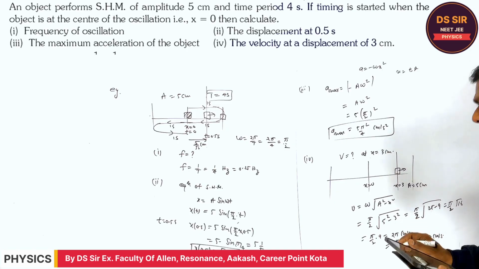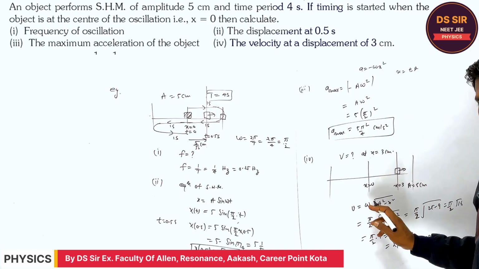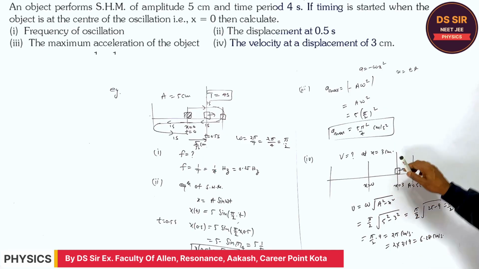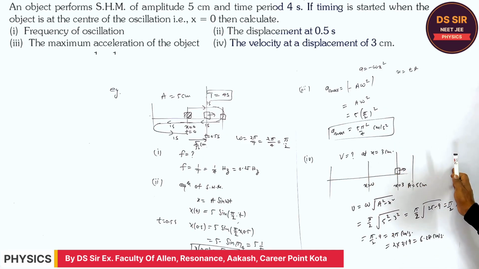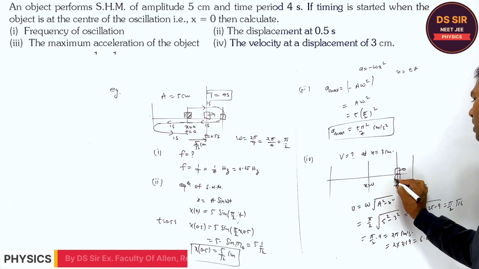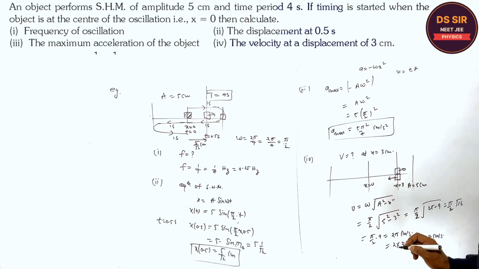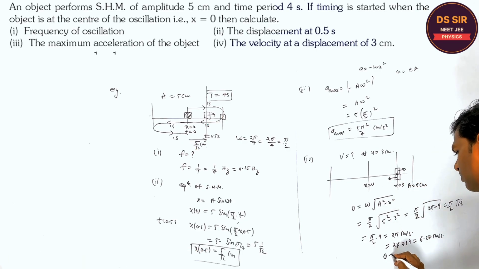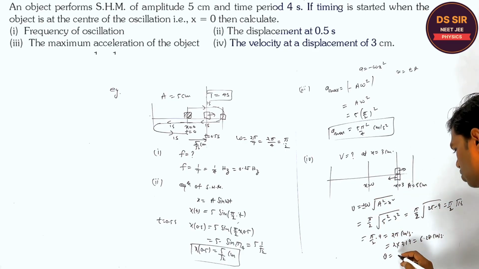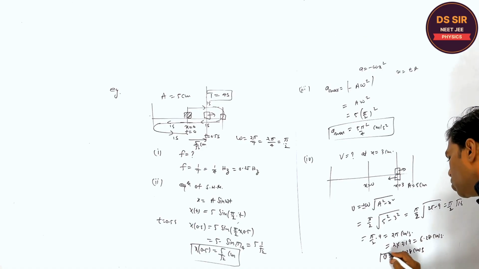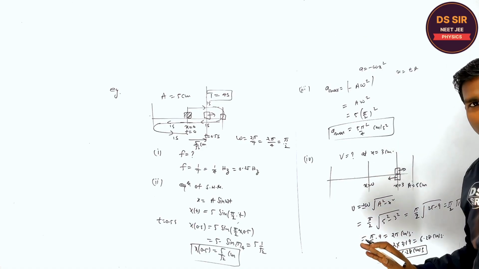Listen, one thing: at the displacement x is equal to 3, the velocity may be towards the right when it is moving away from the mean position, or the particle may be moving in the other direction. So in the solution, that is why the velocity is taken to be plus or minus at this point. So the velocity is 6.28 centimeter per second. You can write. Are you getting or not?